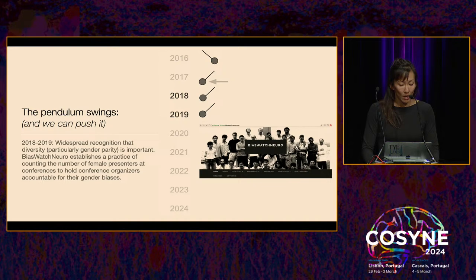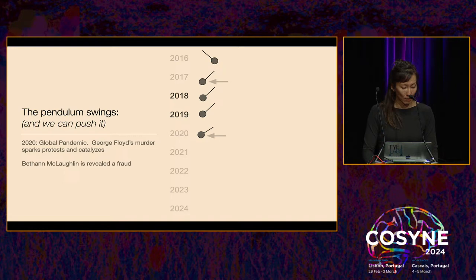Bias Watch Neuro established a practice of counting the number of female presenters at conferences to hold conference organizers accountable for their biases. And it was almost, in my sphere at least, an echo chamber. Everybody agreed that diversity was important, mostly, at least out loud. And then 2020, global pandemic, George Floyd's murder sparks protests and catalyzes the BLM movement. Bethann McLaughlin is revealed a fraud.